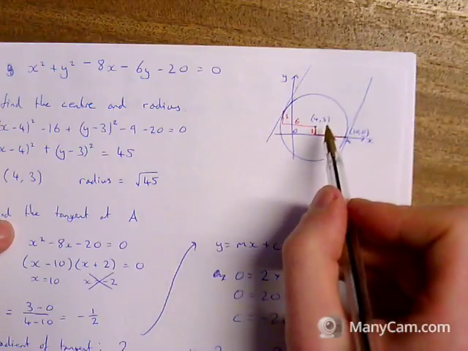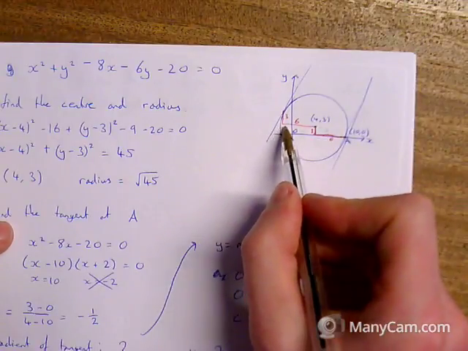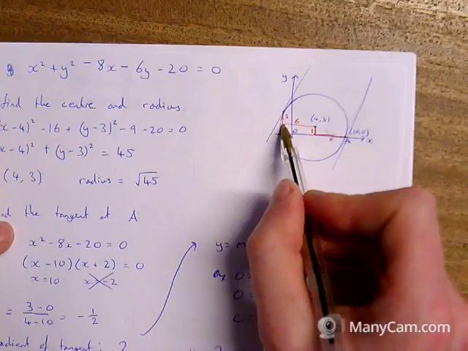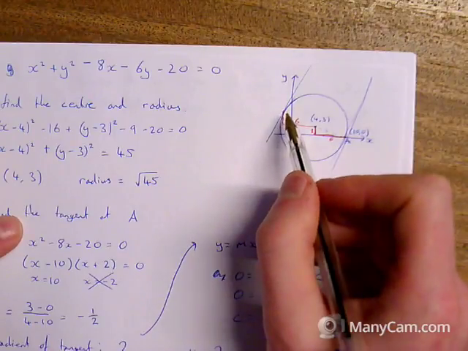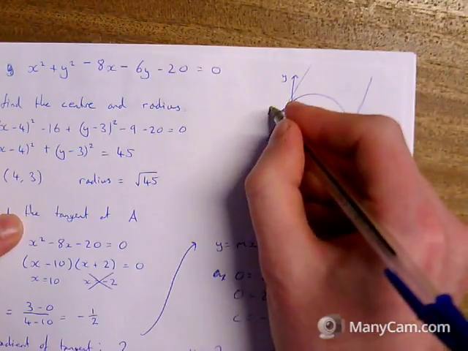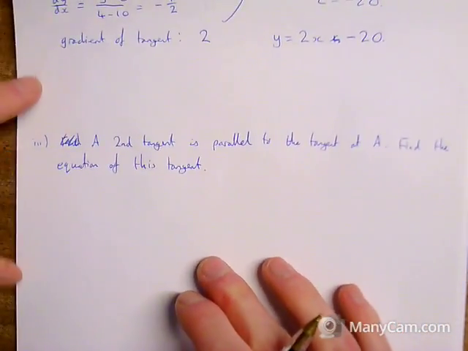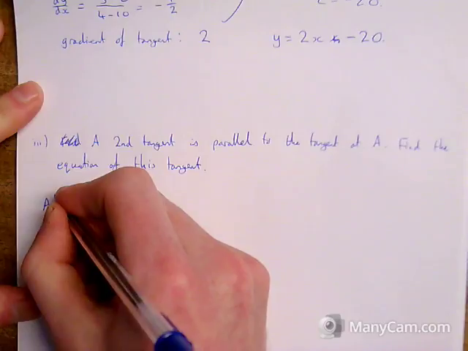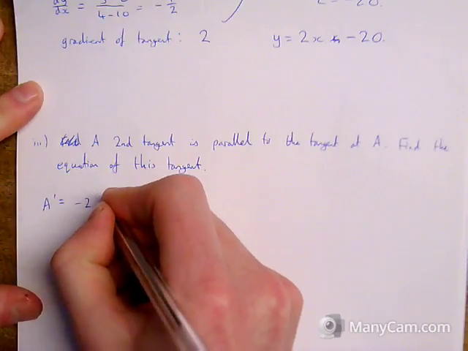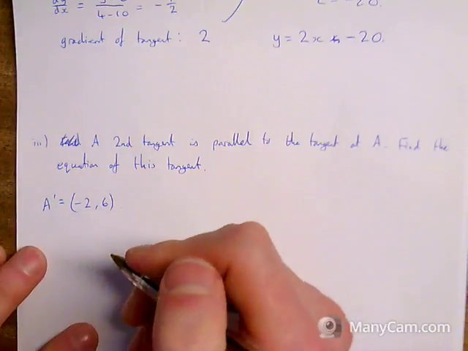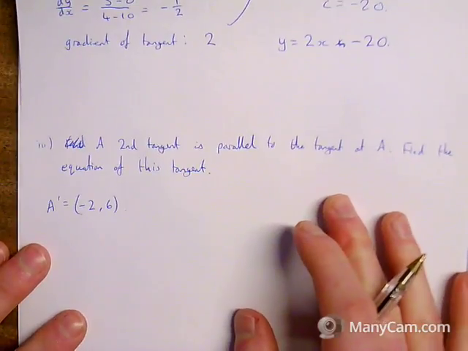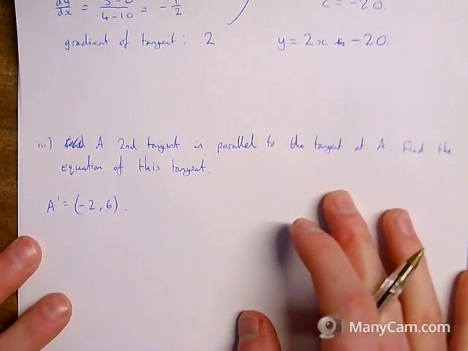So I need to add 6 to the x coordinate, and 3 to the y coordinate. Or take away 6, sorry, so it ends up being minus 2, and then adding 3 would give you 6. So I'm going to call that point over there A dash. So going back to the question down the bottom, we had that A dash is now minus 2, 6. So that's the point that I need to work out what the tangent is going to be.